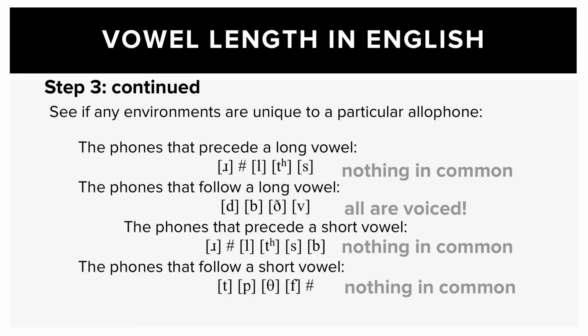Then we see if any environments are unique to a particular allophone. So from our data, the phones that precede a long vowel, the end of a word, t and s, have nothing in common. The phones that follow a long vowel, d, b, v and v, are all voiced. The phones that precede a short vowel, the end of a word, t, s and b, have nothing in common. And the phones that follow a short vowel, t, p, f, and the end of a word, have nothing in common.